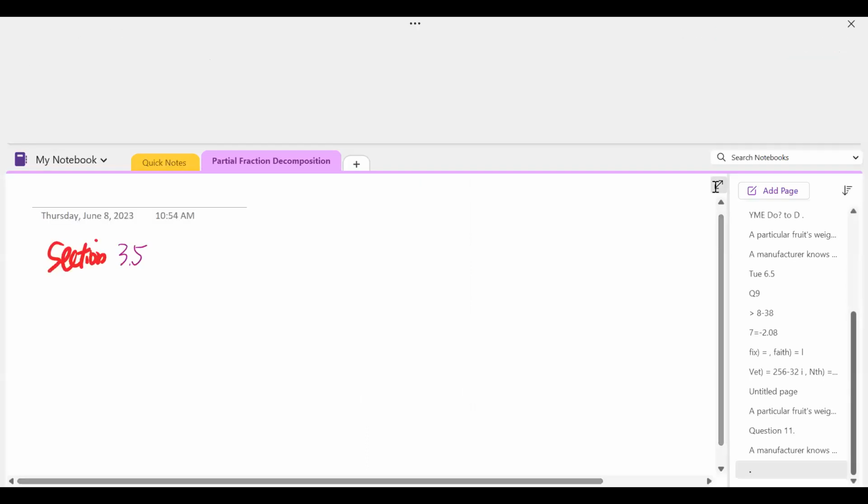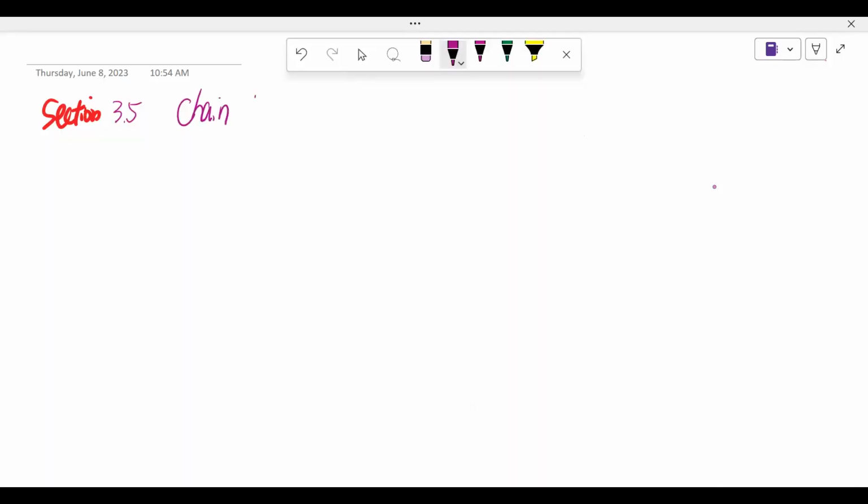All right, so section 3.5, and it's on the chain rule. The chain rule applies to a composite function. Do you guys remember the composite function? So I'm going to give you a comparison, right? Regular function. You will see the difference between the regular function and the composite function.